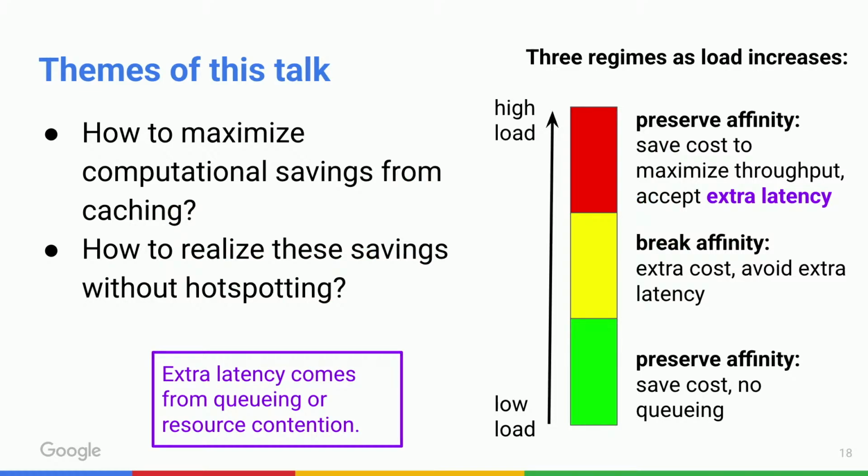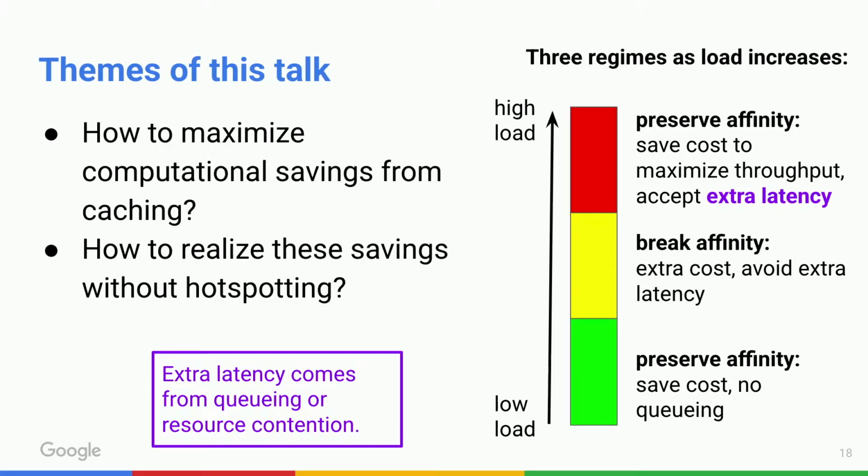But in the presence of cache affinity, things are not quite so simple. There are really three regimes as load increases. If load is very low, then you don't have to worry about hotspotting, so you can preserve affinity, send things where they're affinitized, save cost, and it's great. But then at a higher load, maybe some things start hotspotting. You need to move load off of those, and now you're breaking affinity, which actually increases your cost. So now it's a throughput versus latency trade-off.